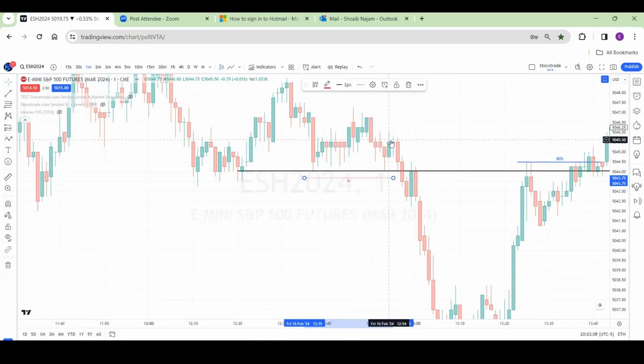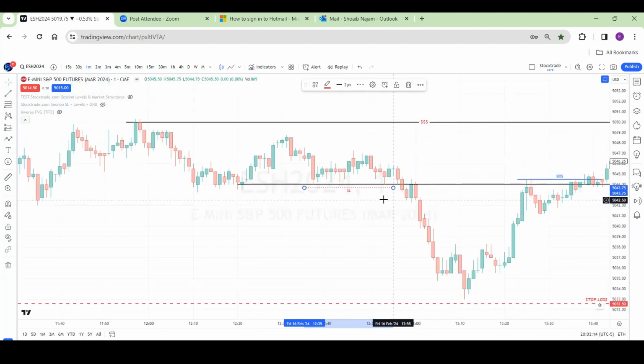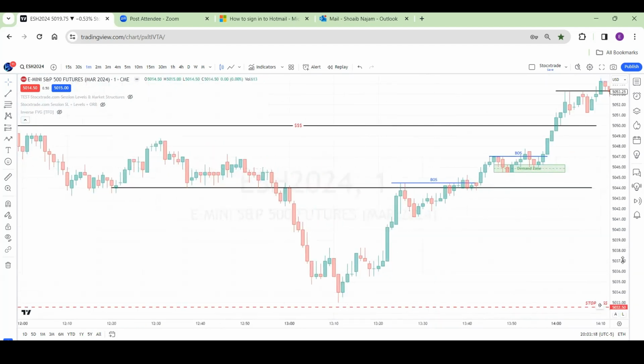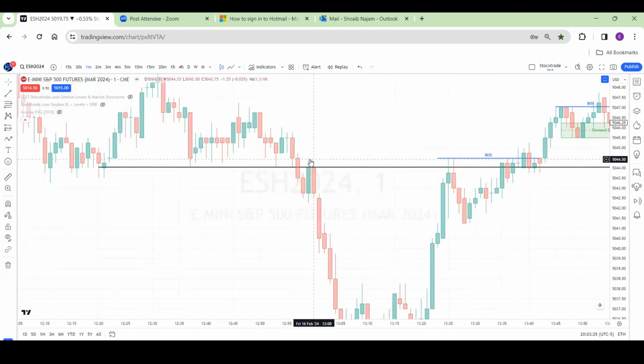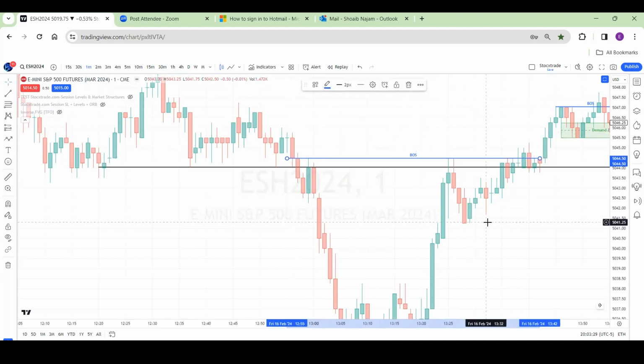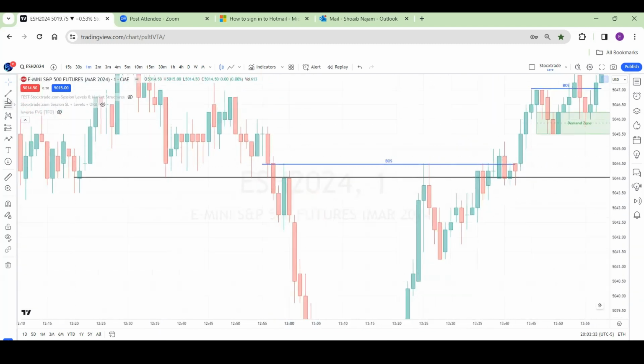And what the market makers did, they ate the stop loss, went up and went in the same direction there where they wanted to take the market. So they always try to take the stop losses. And if you see the wick of this candle and this candle are at the same level, exactly at the same level, so where is the liquidity? The liquidity is here.